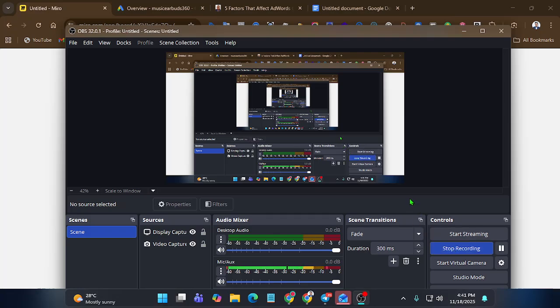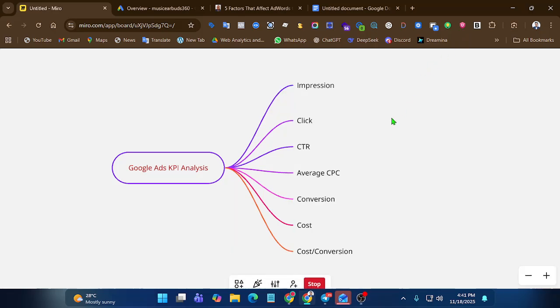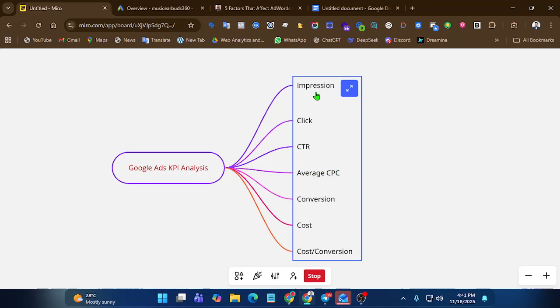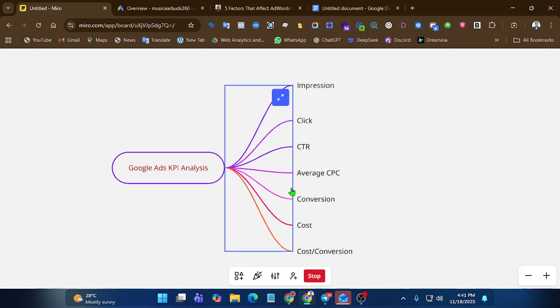Hello everyone. Today's topic is KPIs, key performance indicators, in Google Ads. KPIs help us understand how our ads are performing and show whether our results are good or bad, and they help us measure our overall performance. Examples include impressions, clicks, CTR, average CPC, conversions, and cost per conversion.